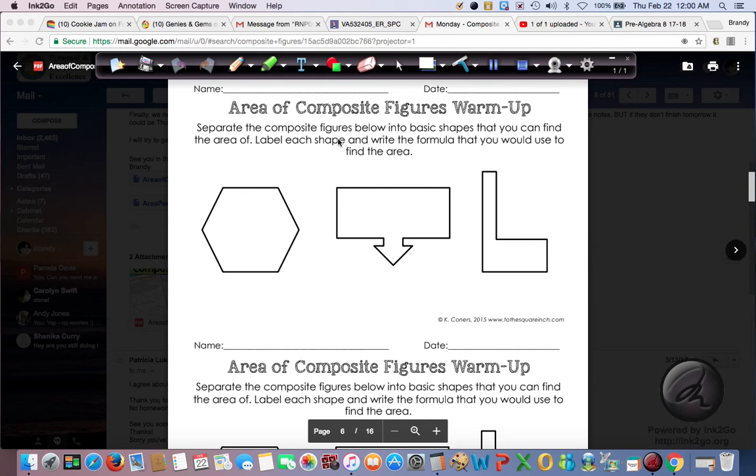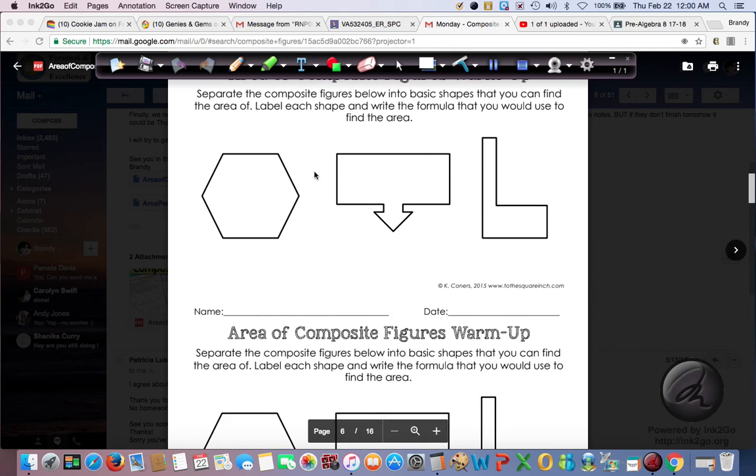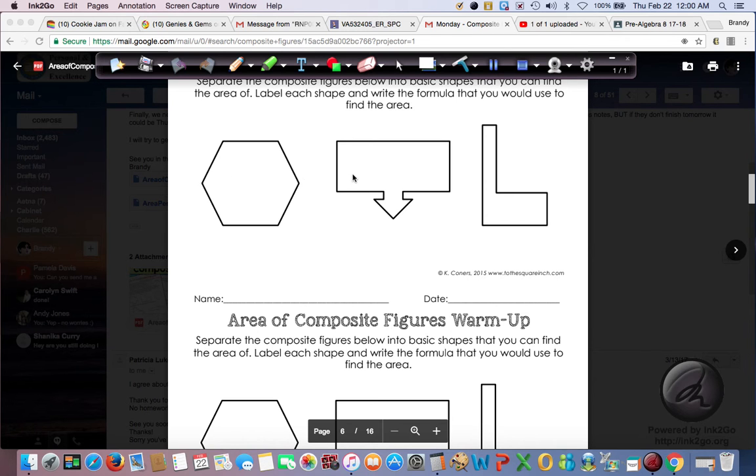Okay, the next sheet we have for our notes for composite figures is just to be able to break these pieces apart. So what shapes do you see? And I want you to do it on your own. And I would like for you, you don't have to label, write the words, but I would like for you to write the formula inside the shapes or the shapes that you make.